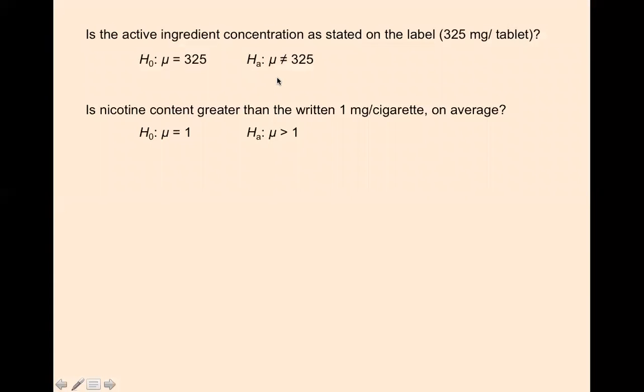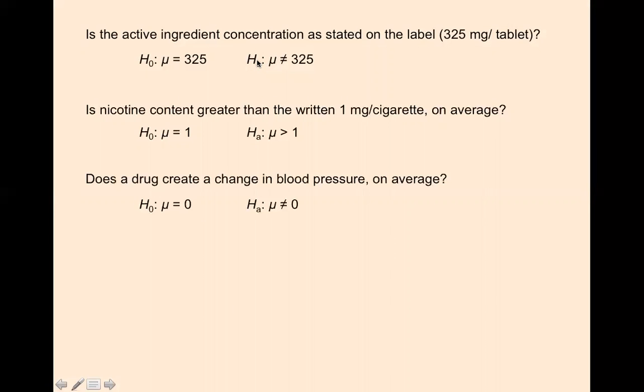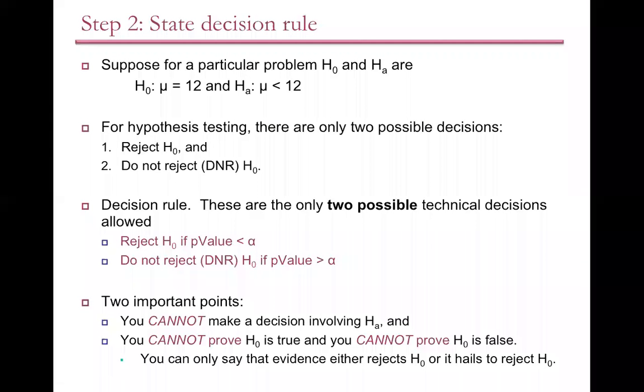Well, it's frequently easier to set up the alternative first. And so sometimes you want to say, well, is it the same as 325? Well, I would say HA is mu is not 325. And then H naught would have to be mu is 325 because the H naught has to have an equal sign, and these two numbers are the same. Okay, let's not do any of that for now. Let's get to how do we solve this. Here's the other half of this portion of the problem.